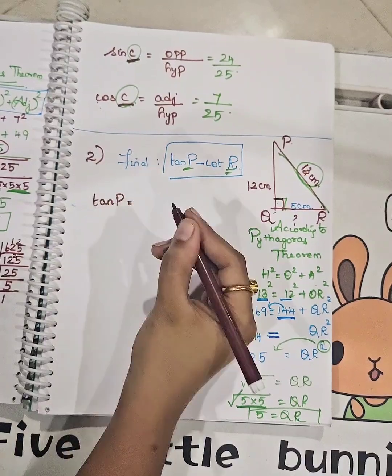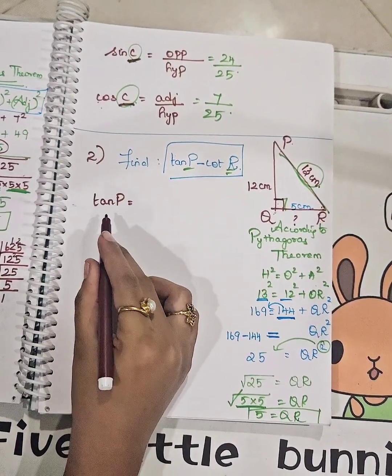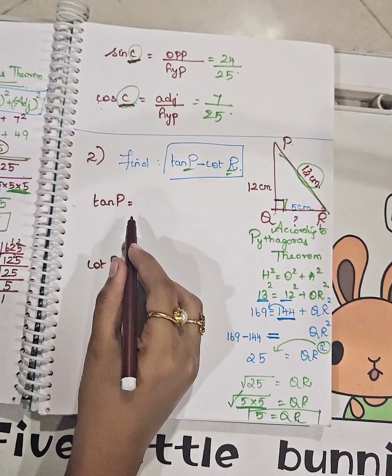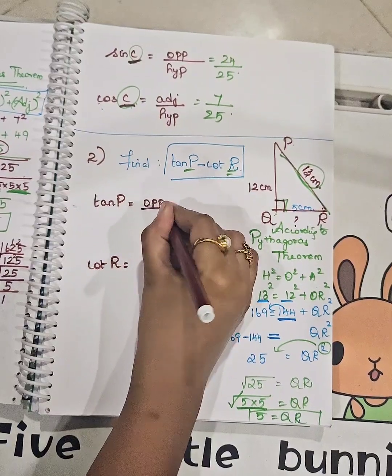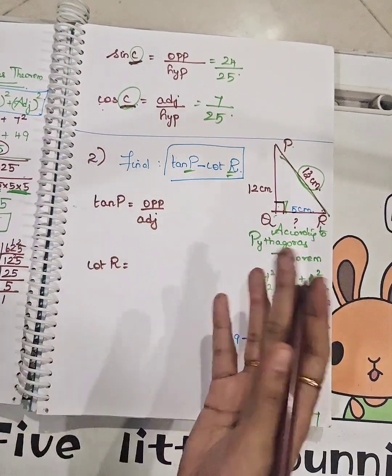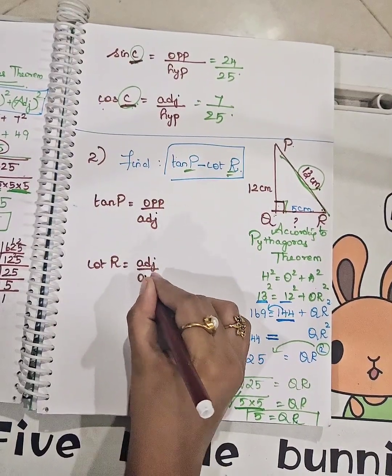Tan P minus cot R is equal to. So what is tan P here? The formula for tan: opposite by adjacent. And what will be for cot? The vice versa of that. That is nothing but adjacent by opposite.